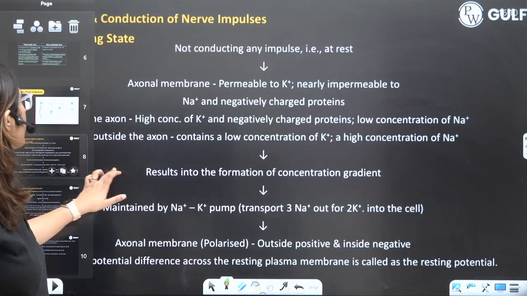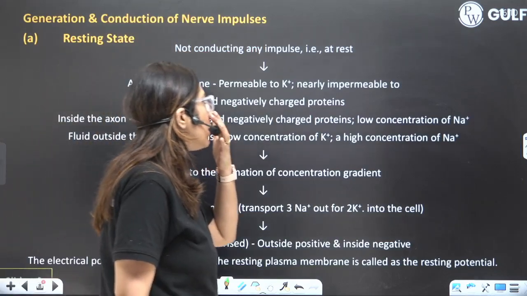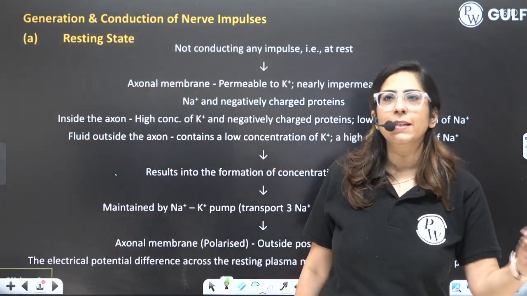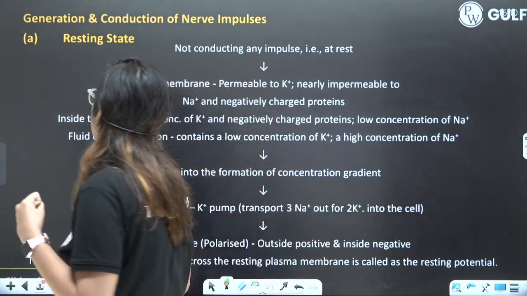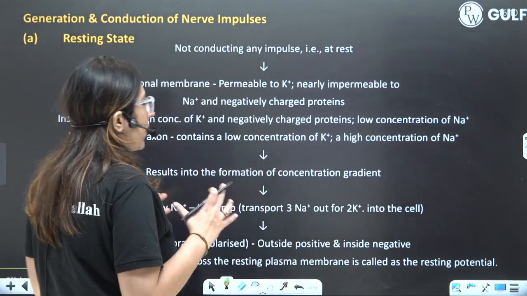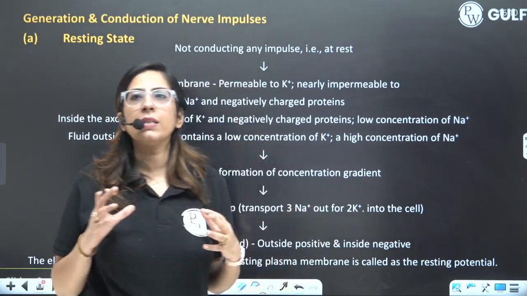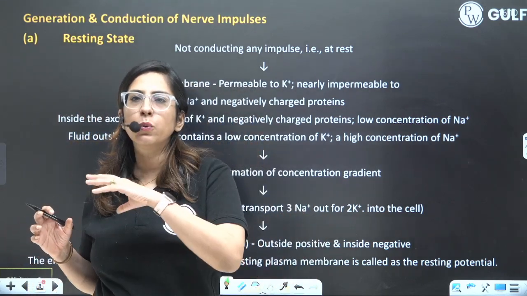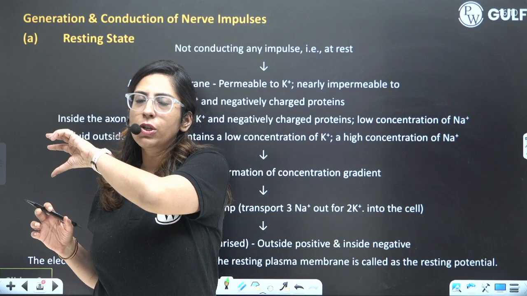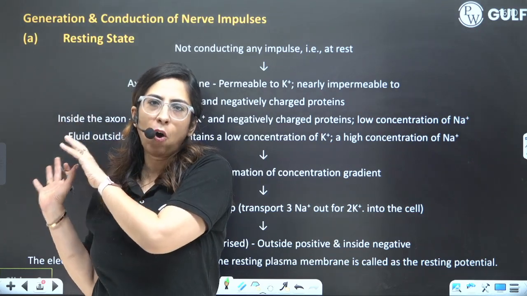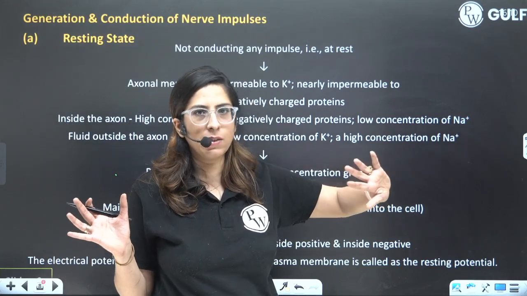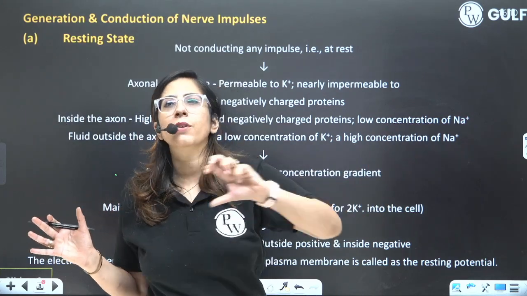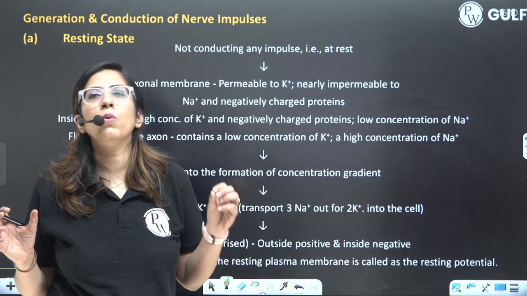Now the question arises, how is there generation and conduction of nerve impulse? Let's do this revision at a very fast pace. This topic gives us an idea of how there is conduction of nerve impulse. I told you, conduction of nerve impulse means from the dendrite towards the axon terminal there is conduction of nerve impulse. So how does it occur?